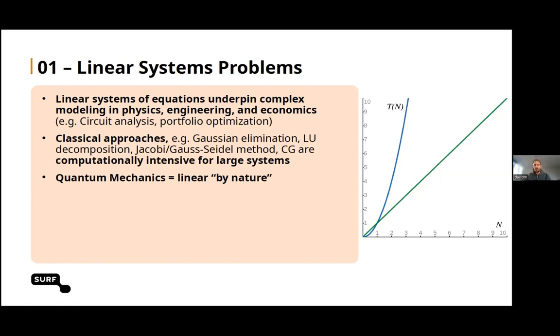But now if you look at quantum mechanics, we think, oh, the evolution of a quantum state is given by linear equations as well. So one might say quantum mechanics is linear by nature. So maybe this could be something that can solve this quite elegantly. If you can go to the next slide.